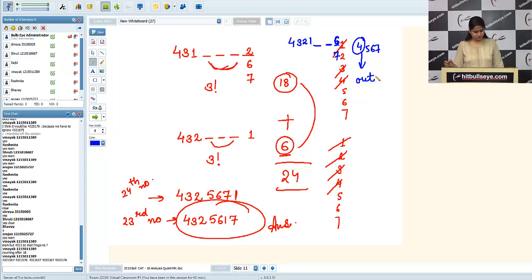4, 3, 2, 1, 5, 6, 7, then you have 4, 3, 2, 1, 6, 5, 7. Correct. Then you have 4, 3, 2, 5. Okay, we want to take permutation of this.